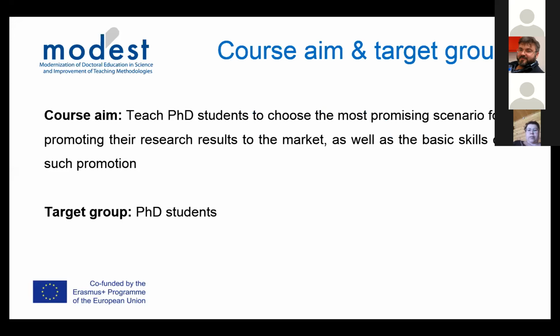This slide demonstrates the course aim and the target group. Course aim: teach PhD students to choose the most promising scenario for promoting their research results to the market, as well as the basic skills of such promotion. Accordingly, the target group are PhD students.